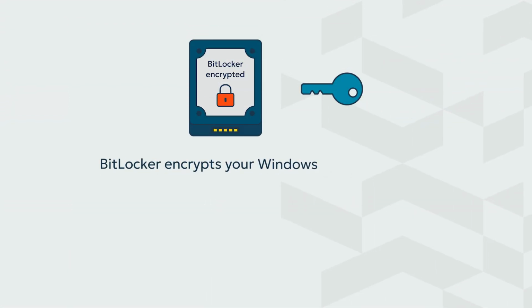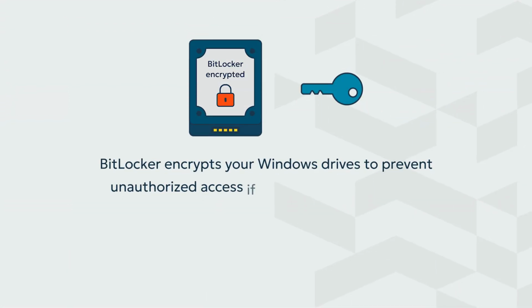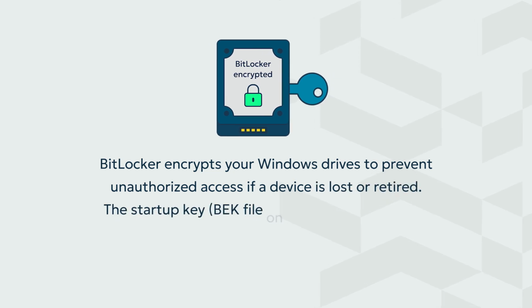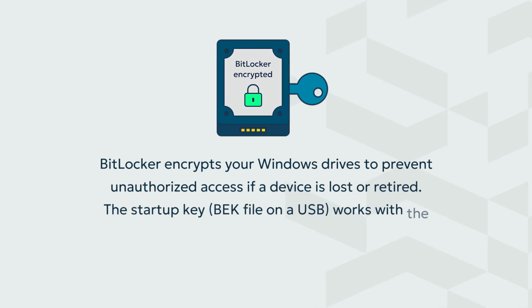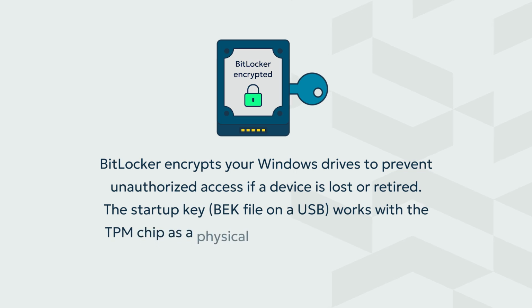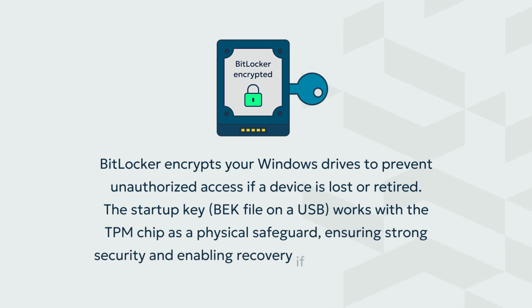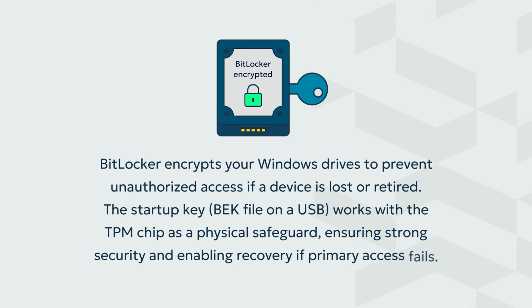Safeguarding data with BitLocker startup keys. BitLocker is Windows' built-in encryption feature, protecting your data from unauthorized access, especially if a drive is lost or decommissioned. The BitLocker startup key, often a BEK file on a USB, acts like a physical key for your digital padlock, working alongside your computer's TPM chip. This process is critical for maintaining strong data security and ensuring recovery if primary access methods fail.